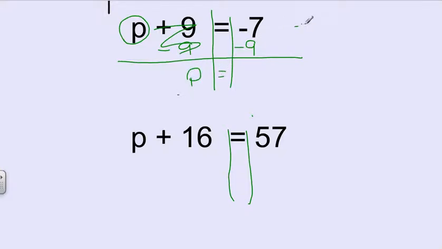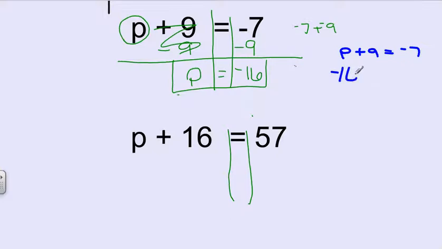And now again, if I were to write this horizontally, I would do additive inverse and find out that I have a negative 16. I'll go back and do my check just to make sure, because that's an easy way to get an A on the test. P plus 9 equals negative 7. P stands for negative 16. Negative 16 plus 9 equals negative 7. Negative 7 equals negative 7. It checked out. I'm good to go.